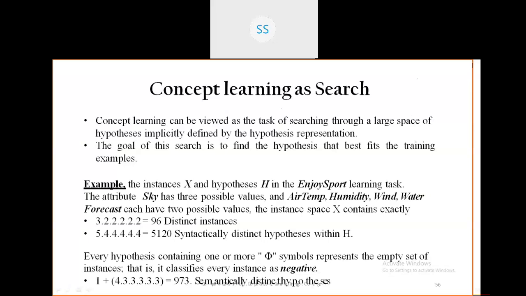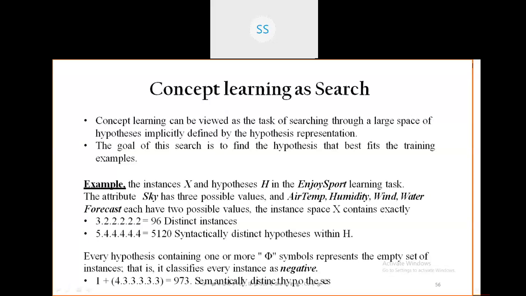The goal of this search is to find the hypothesis that best fits the training examples. You may have hundreds or a few hypothesis sets, and out of these, only a few hypotheses, or one or two, are going to best fit the training examples. And to search for this, we are using concept learning.